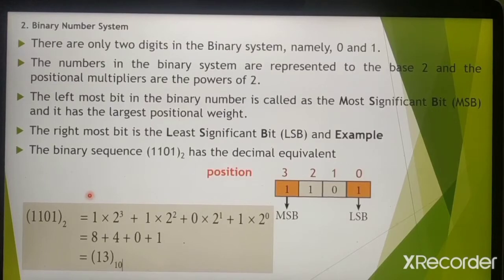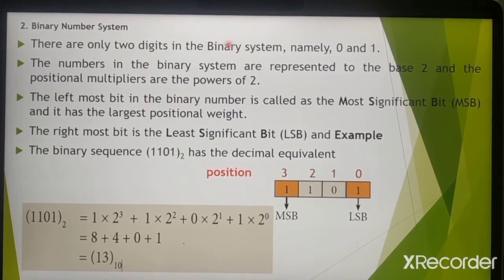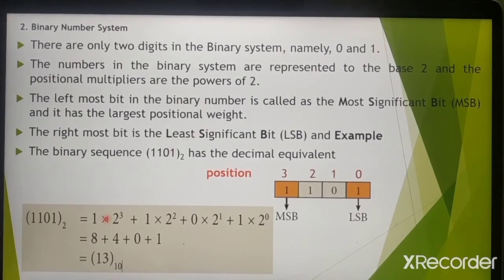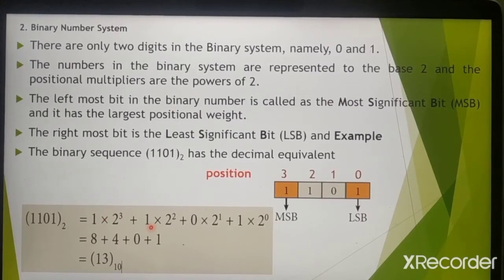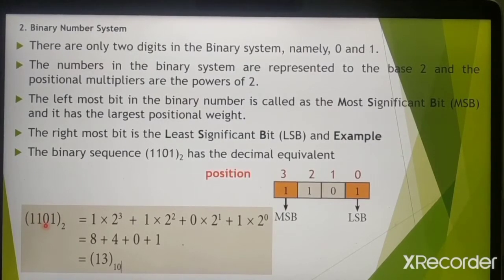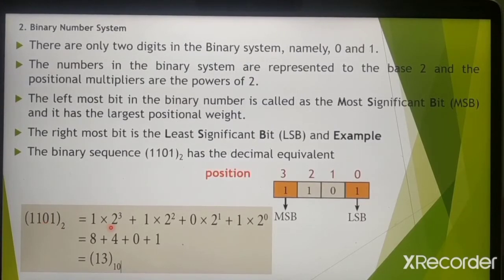Next one is the binary number system. In binary, we know here we have only 2 digits, which are 0 and 1, which are understood by computers also, which is also called low level language. Here we can see how to convert this binary number into a decimal number. So here we are having a number 1101, which is a binary number. Binary means this number is made by using only 0 and 1. So how to convert this binary number into a decimal number?